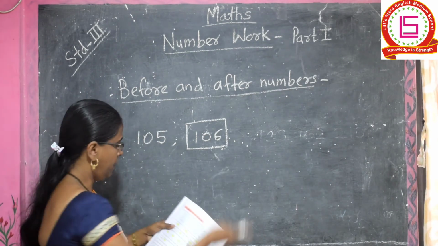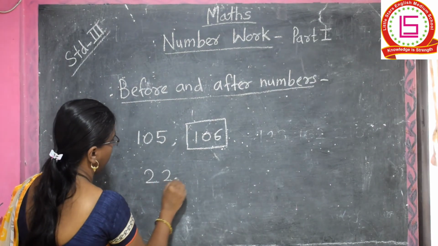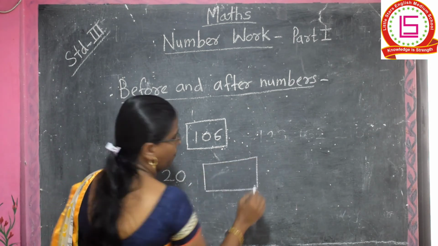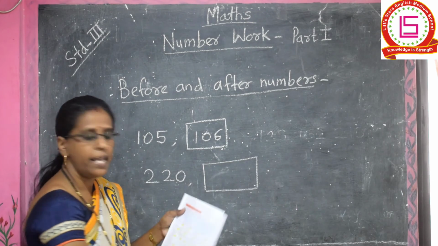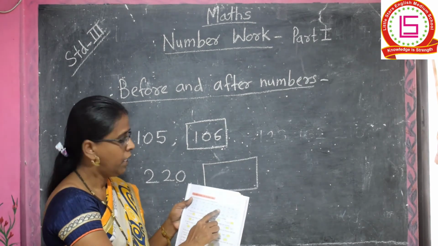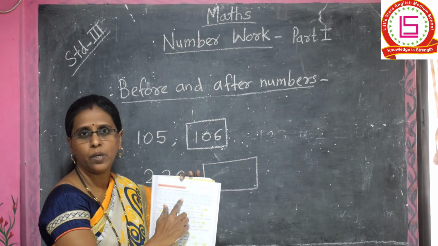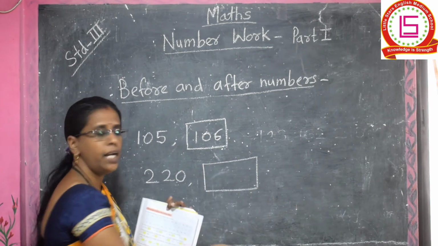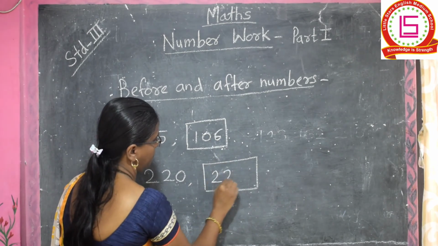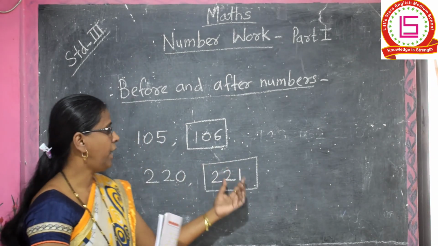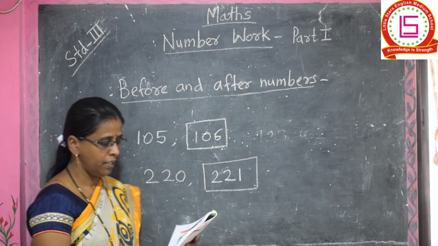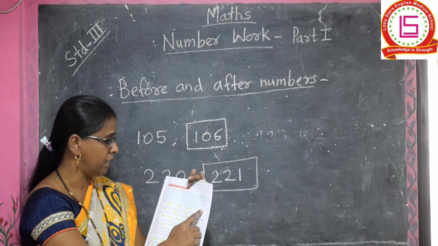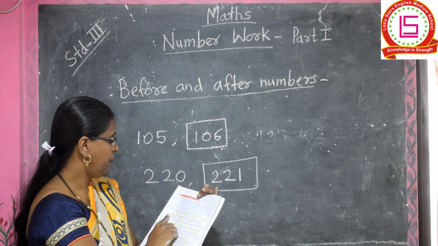Then see the next number, 220. Then write here the after number. Okay. See here in the next strip, strip number 2, there is the number 220. Okay. Then after this number, which number is given here? 221. Okay. Then like this you solve this question. Okay. Write after numbers.